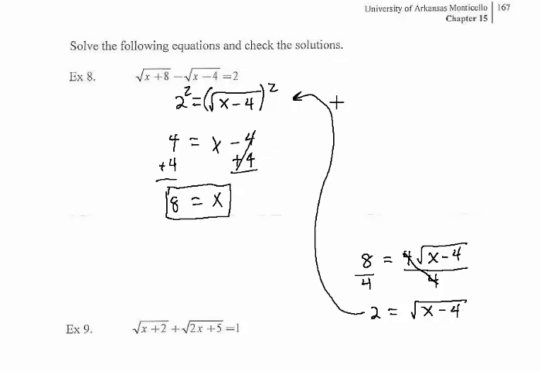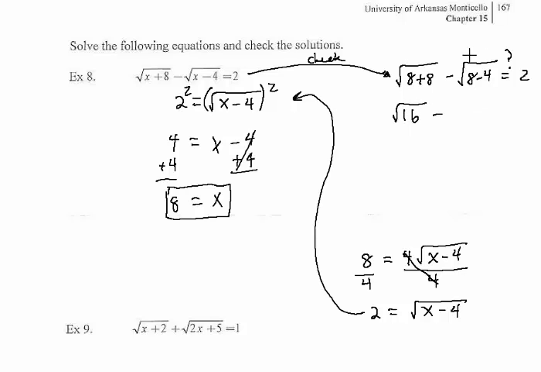Okay, so at this point we'll just go off to the side and check our solution. Check. Square root of 8 plus 8 minus square root of 8 minus 4, does that equal 2? Question mark. Here we have the square root of 16. The other radical is the square root of 4. Square root of 16 is 4. Square root of 4 is 2. And 4 minus 2 is a 2, which equals the right hand side. So our solution checks out. X equals 8 is not extraneous.